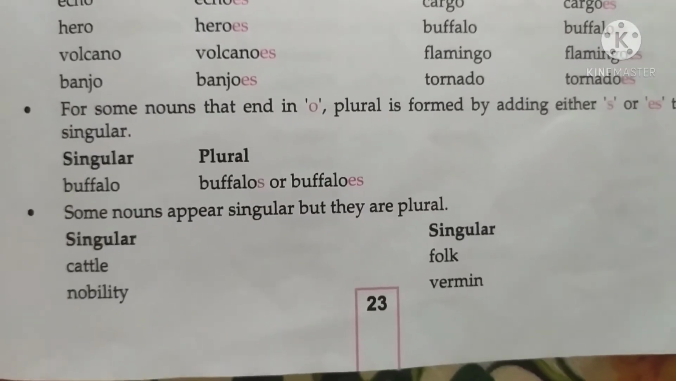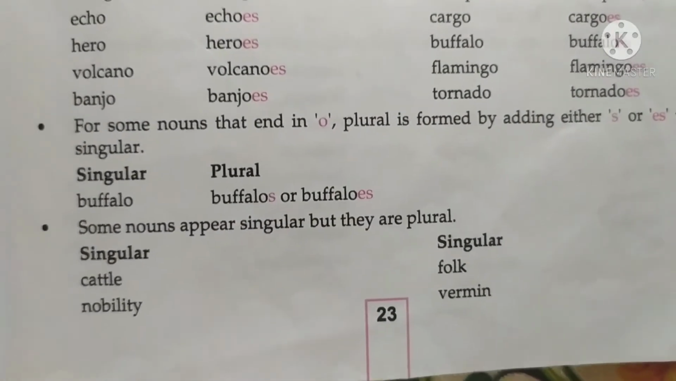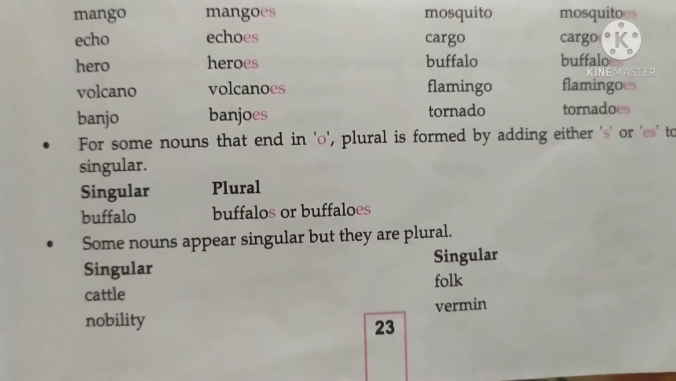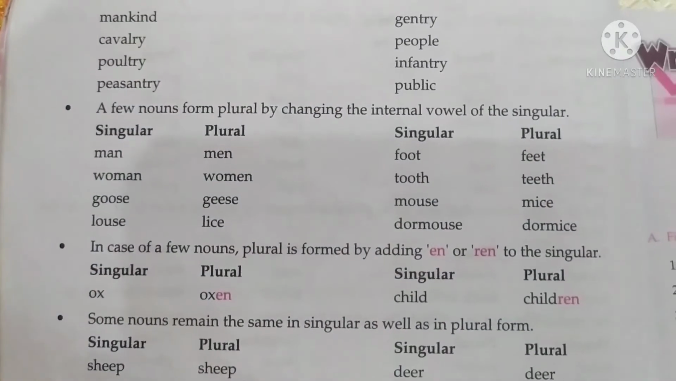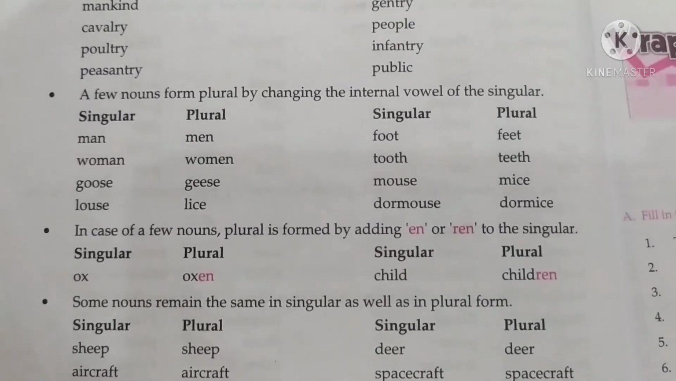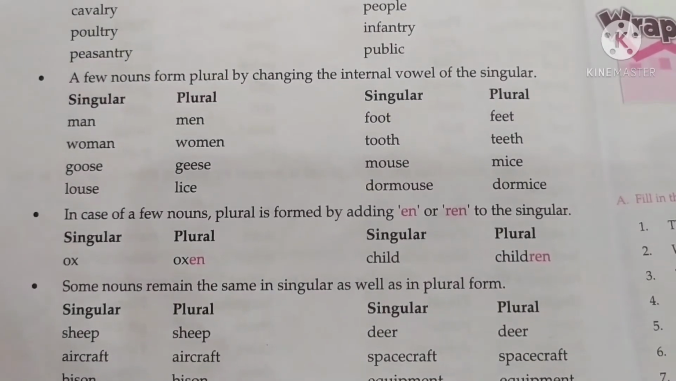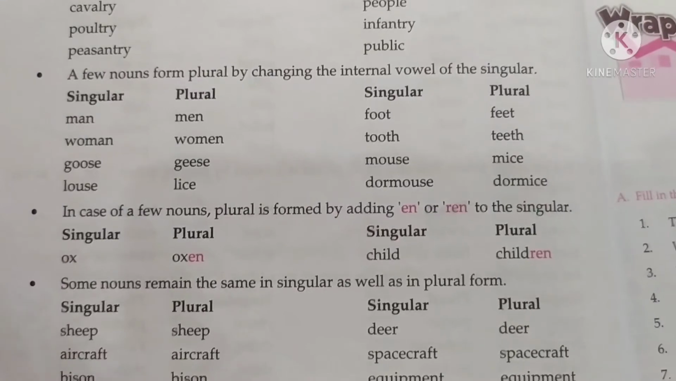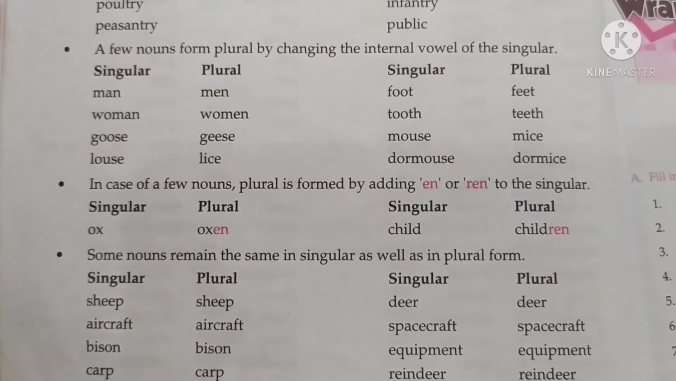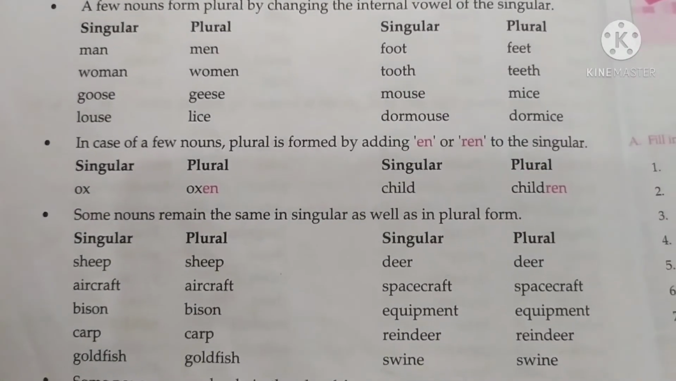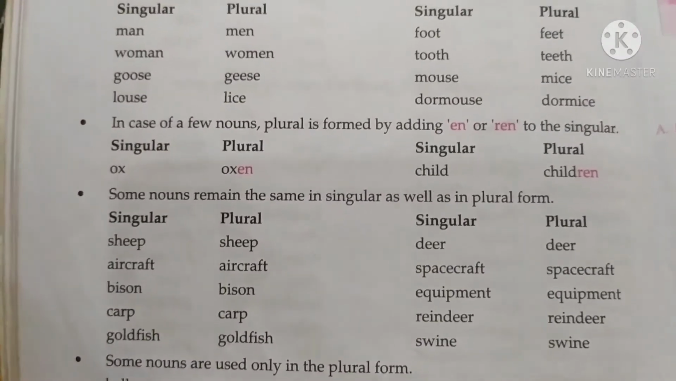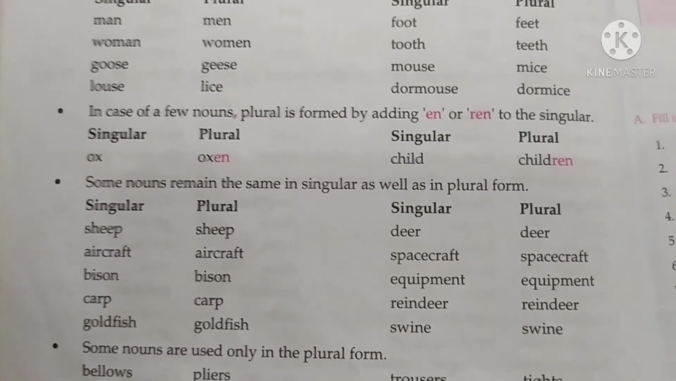You can see there. Some nouns appear singular but they are plural, like cattle, folk, nobility, women, mankind, gentry, slavery, people, poultry. A few nouns form the plural by changing the internal vowels of the singular, like man. Already I explained this to you. Women, and so on. In the case of a few nouns, the plural is formed by adding en or ren. You can see, like ox, oxen, child, children.